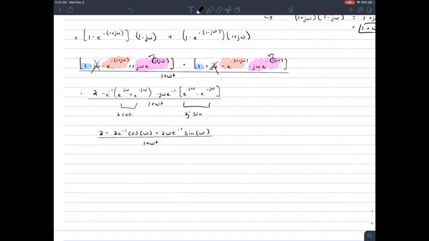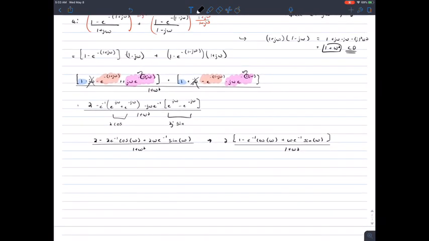So the furthest that you can simplify this is just by taking the 2 out. So 2 times 1 minus e negative 1 cosine of omega plus omega e negative 1 sine of omega, all divided by 1 plus omega squared. So this is going to be your final answer.